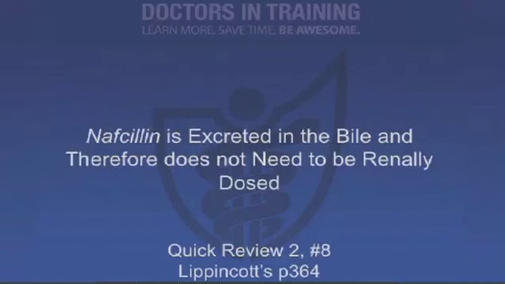Why would nafcillin be useful in a patient with renal failure? Well, remember that nafcillin is excreted in the bile. Therefore, it does not need to be renally dosed. Unfortunately, the nafcillin can cause a potential side effect of gallstones. And that's going to be the end of our quick review number two.